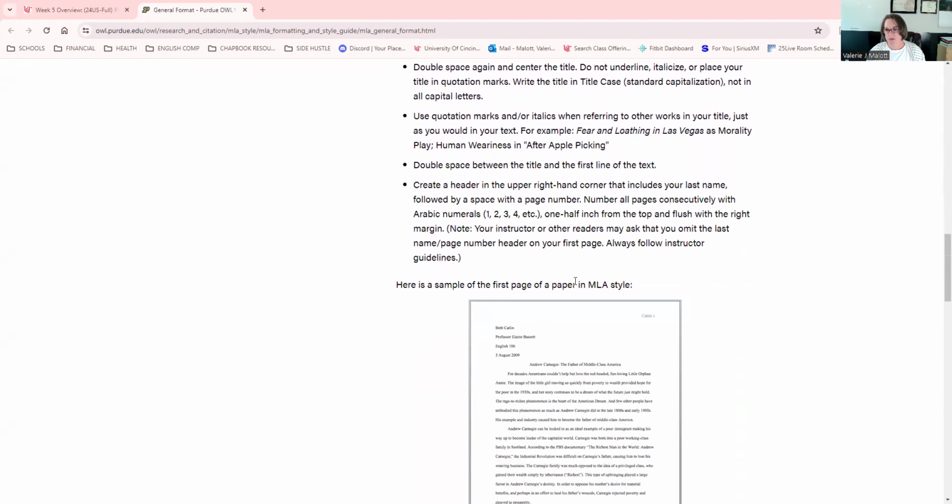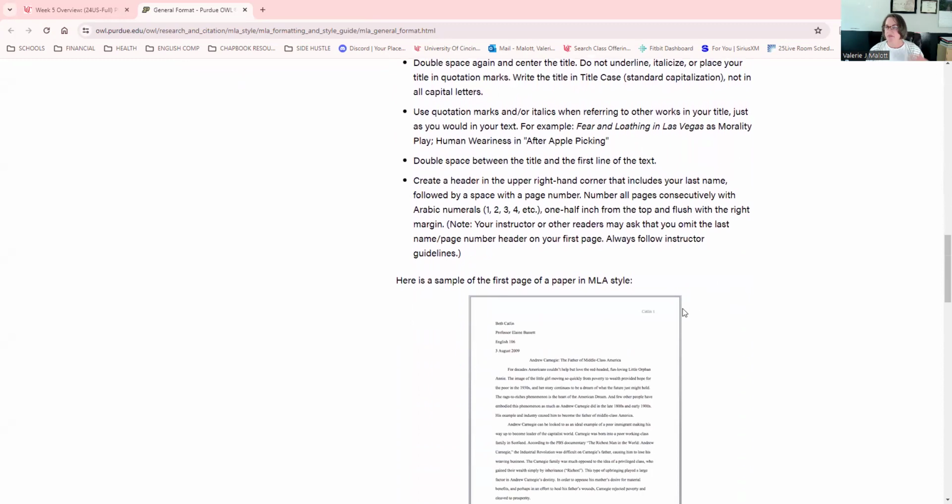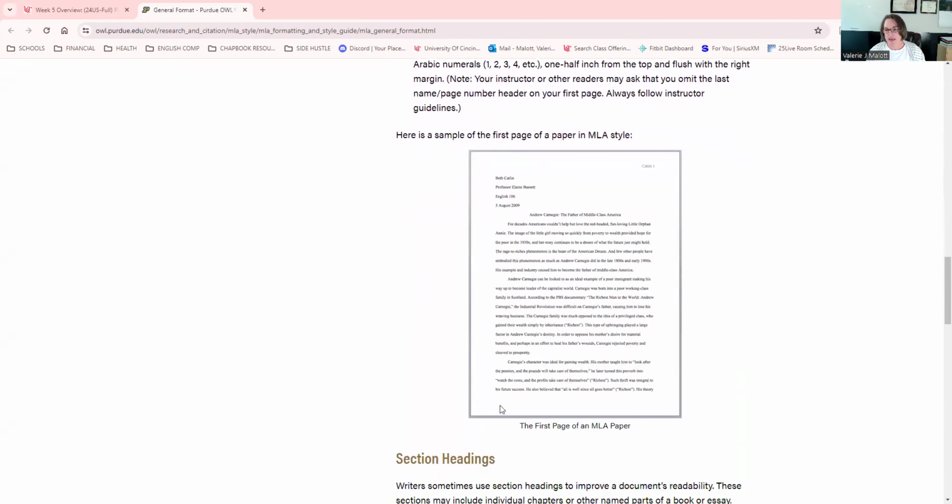Formatting the first page of your paper, you can read through all of this stuff. I'm not going to read through all of it. And then here is what a typical MLA style first page of a paper looks like. You have the header with the student's last name and a page number. And then you have a heading that includes both the first and last name of the student, the name of the professor, the title of the course, along with the course number, and the date. The date format is typically done this way.